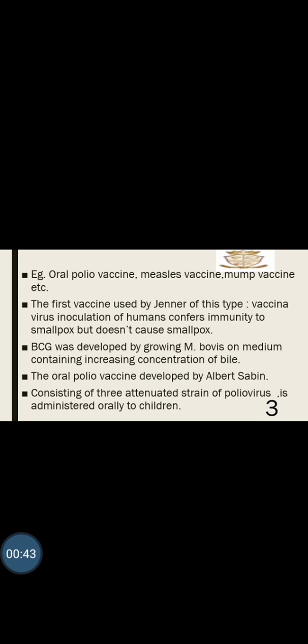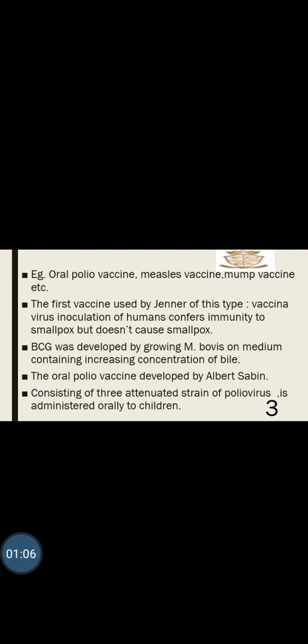The first vaccine used by Jenner was of this type, the vaccinia virus. Inoculation of humans confers immunity to smallpox but does not cause smallpox. BCG was developed by growing M. bovis on medium containing increasing concentrations of bile.